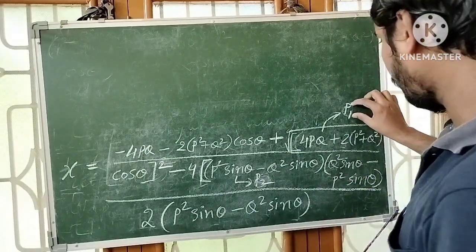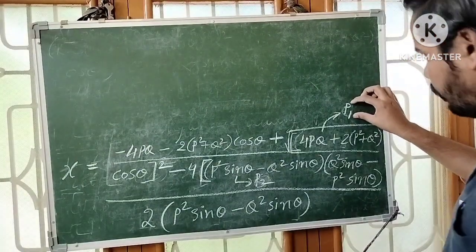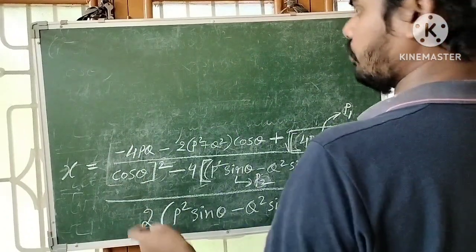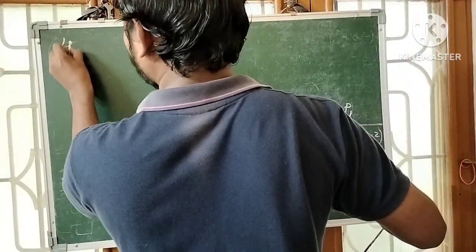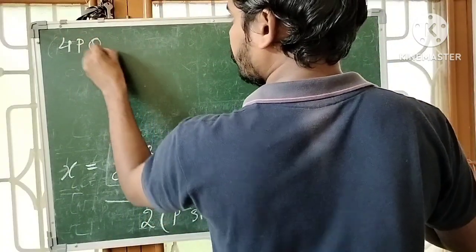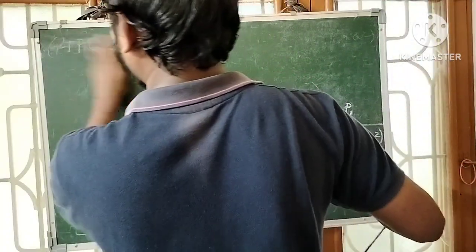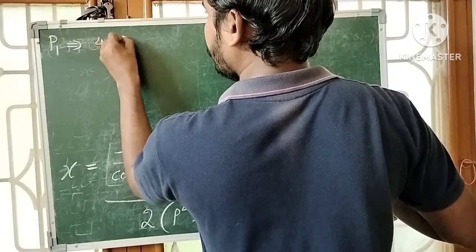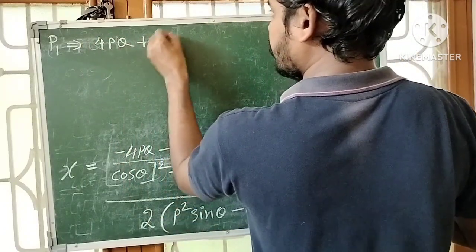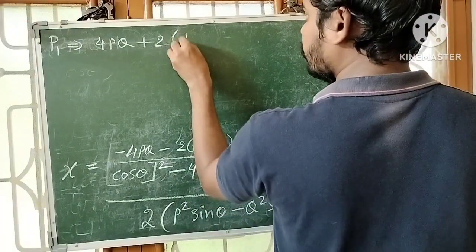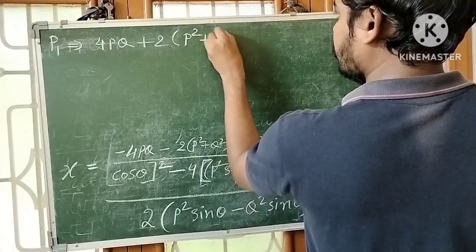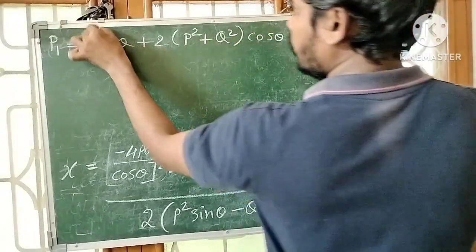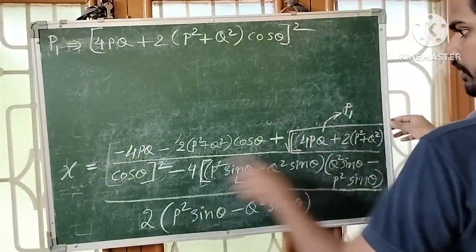So I'm considering only part 1. Okay, don't get confused. Part 1 expression. Later we can apply the square root. First of all, let us consider only the radicand, so we write part 1: 4pq plus 2 into p square plus q square into cos theta, whole square. Solving part by part is very easy. So this expression whole square.